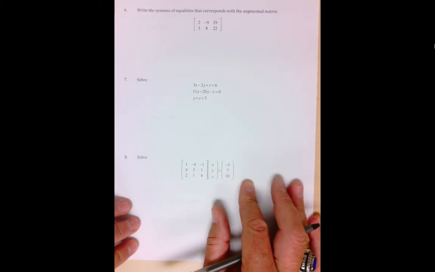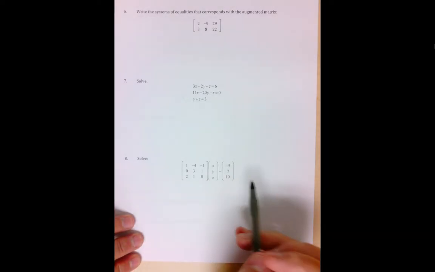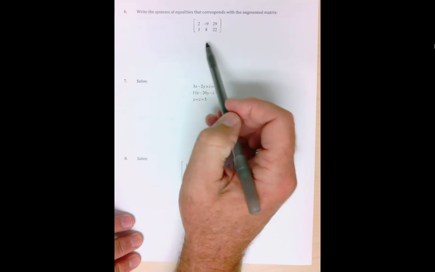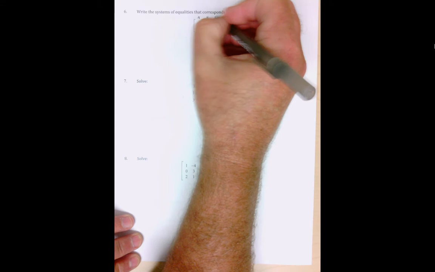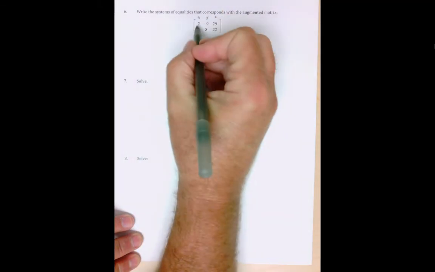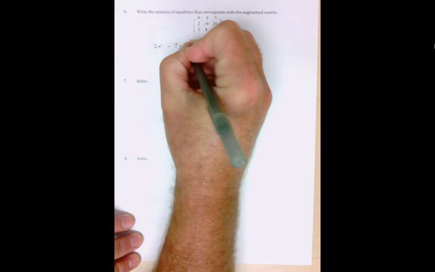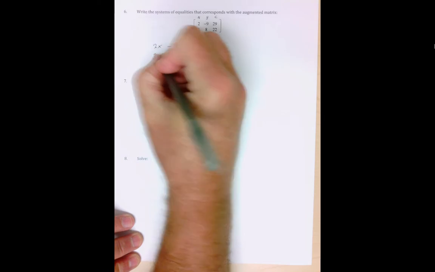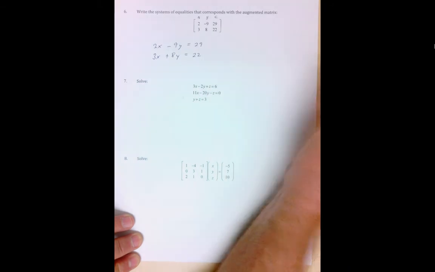Got quite a few questions about this particular problem. No, I didn't. It was another type of problem. So write the system of equations that corresponds to the augmented matrix. You've got to remember, guys, these are x's, these are our y's, and these are our constants. So the first one says we have 2x minus 9y equals 29. And this one says we have 3x plus 8y equals 22.